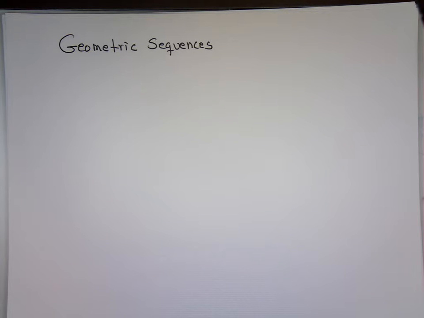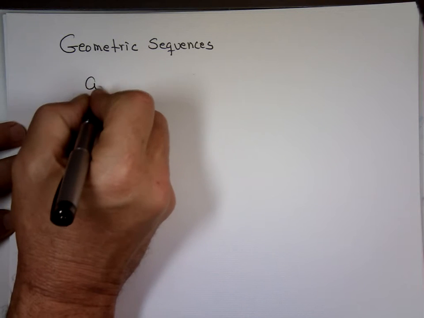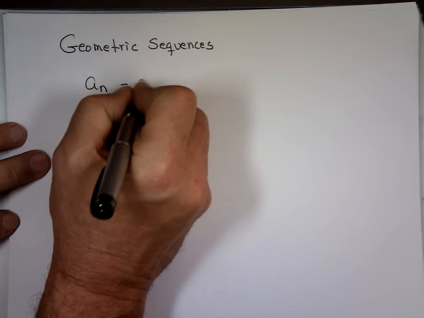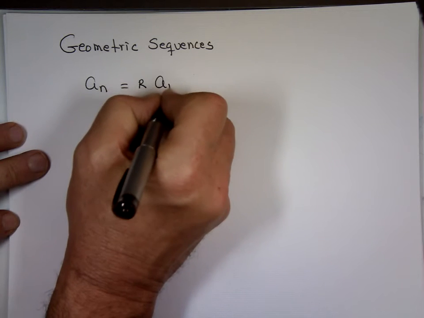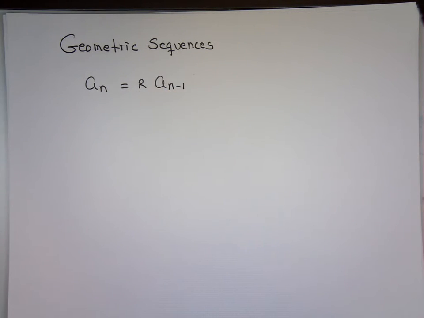So the arithmetic sequence, the next value is always what? Either plus or minus a number from the previous one. This is not going to be plus or minus. It's going to be either what? Multiply or divide. Because when you're dividing, you're really multiplying by the reciprocal, 1 over that number. So the next value here will be r times the previous one. And what's r? Let's take an example and see what that is.